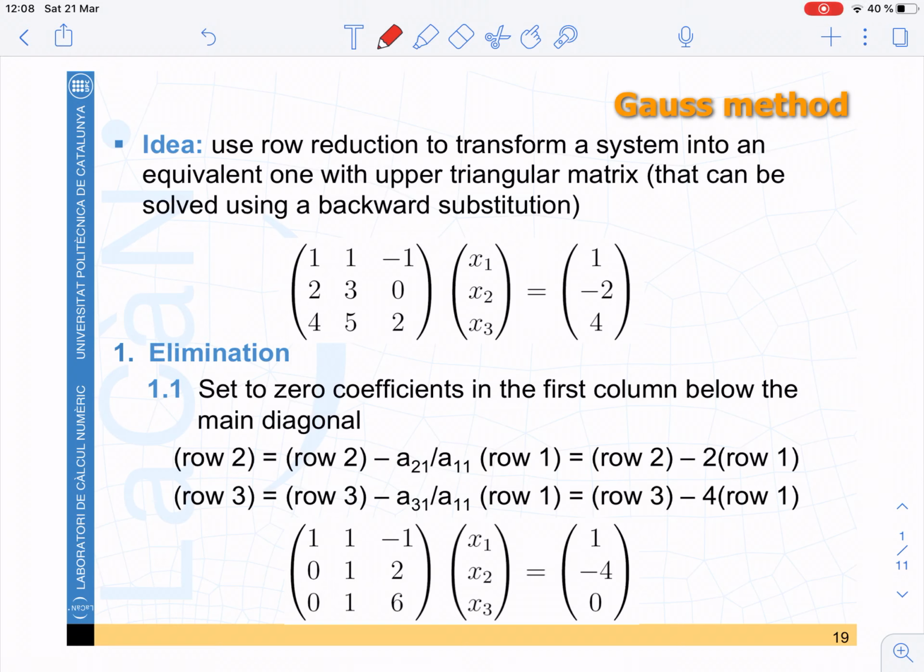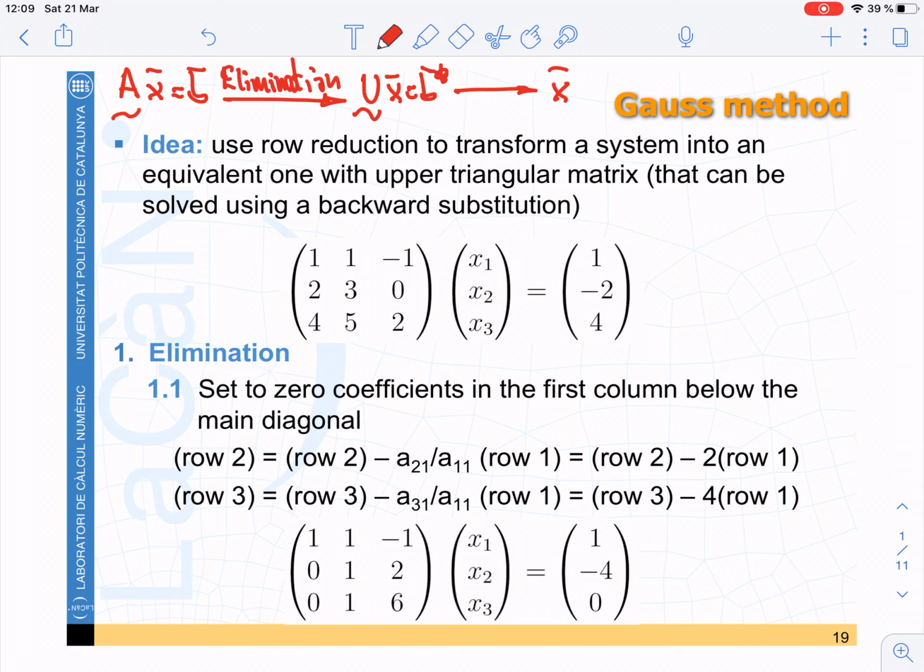Hi, in this video we are going to review the classical Gauss method for the solution of linear systems of equations Ax equal b. As we all know, it consists of two phases. We first transform this linear system into an equivalent system Ux equal b star, which is then solved to obtain the solution x. So there are two phases: elimination based on row operations, and then back substitution.